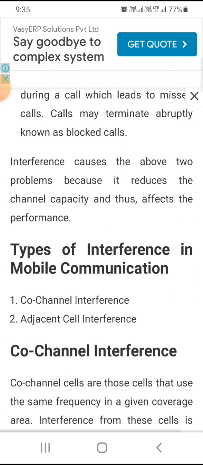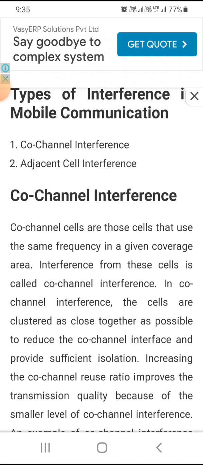Types of interference in mobile communication: co-channel interference and adjacent channel interference. Co-channel cells are those cells that use the same frequency in the given coverage area. Interference from these cells is called co-channel interference. In co-channel interference, the cells are clustered as close together as possible to reduce the co-channel interference and provide sufficient isolation.